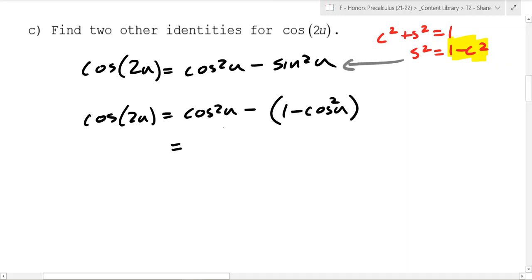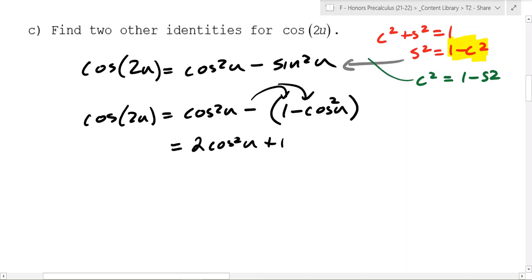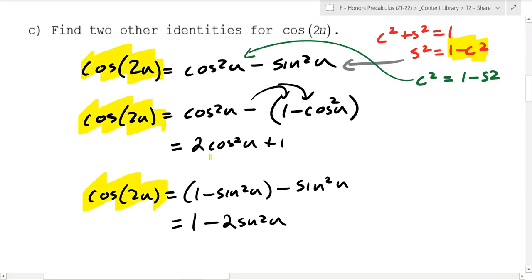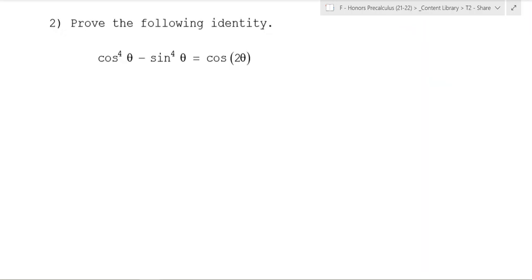You end up with 2 cosine squared u minus 1, because this negative distributes. Now similarly, we also know that cosine squared is equal to 1 minus sine squared. So what we can do there is plug that one in to get another one, which would be cosine of 2u is equal to, now it's the substitution, 1 minus sine squared u minus sine squared u. So that simplifies to 1 minus 2 sine squared u. So these are identities you need to know. So in all three cases, cosine of 2u is equal to, here's the first one, here's the second one, here's the third one.